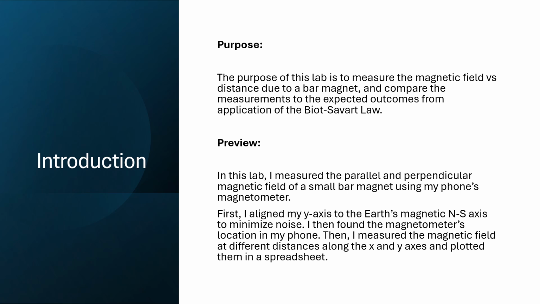In this lab, I measured the parallel and perpendicular magnetic field of a small bar magnet using my phone's magnetometer. First, I aligned my y-axis to the Earth's magnetic north-south axis to minimize noise. I then found the magnetometer's location in my phone. Then, I measured the magnetic field at different distances along the x and y axes and plotted them in a spreadsheet.